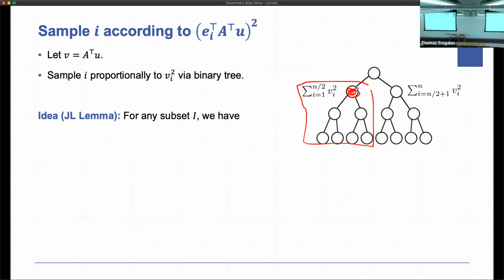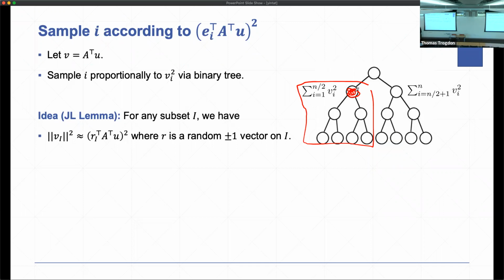And it turns out we can do it by JL. This is why this is randomized linear algebra. The trick is this. For any subtree, we generate a random plus-minus one vector only supported on that subtree, and then the L2 norm of V on that subtree is given by R's inner product with A transpose U. Remember, in this problem, U is changing every iteration, but A is still the same matrix. And R is a fixed random vector.